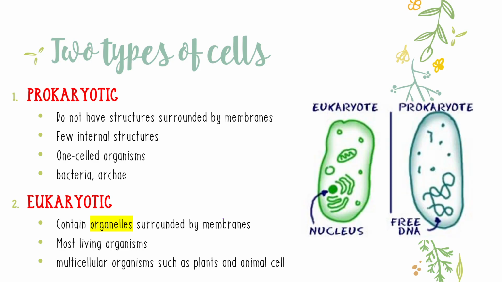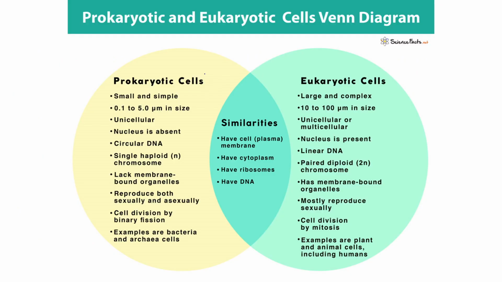So, this is the structure of a eukaryote and your prokaryote. And if you try to look at the internal, ito po yung internal pa lang na structure nila, kids, very easy to differentiate. So that is why I have here a Venn diagram presenting the differences and similarities of these two types of cells. Now, in terms of your similarities, kids, they both have a cell or plasma membrane. They also have your cytoplasm, they have your ribosomes, and they have DNA.